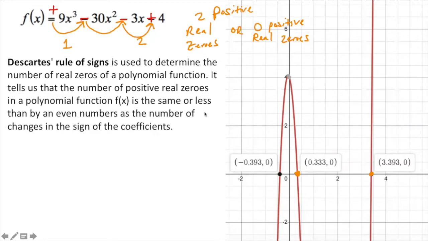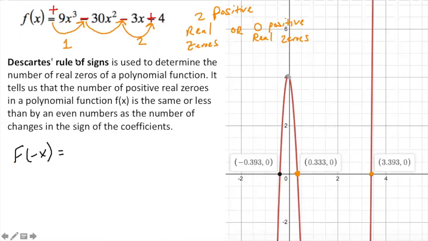Now, to check for the potential number of negative real zeros, what you do is the following. You take your function and you plug in a negative x. So what's going to happen there is if you have an odd power, the sign is going to reverse. And if you have an even power on your x, the sign is going to stay the same, because a negative times a negative is positive or no change.